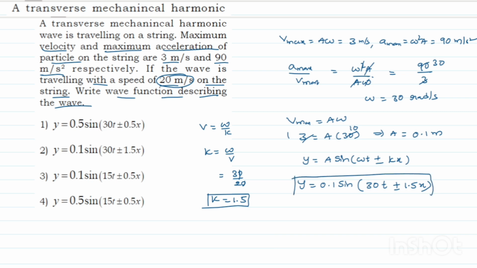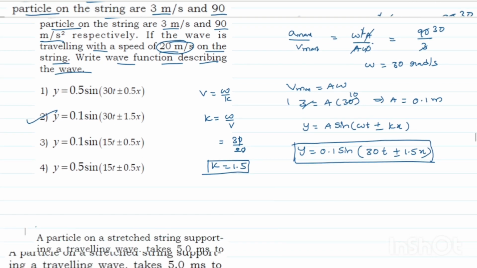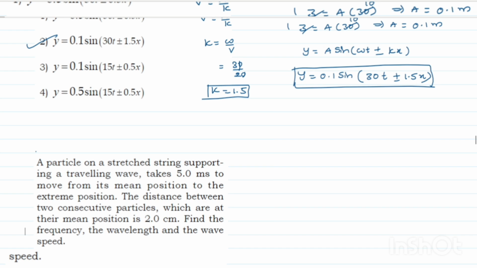This is the equation of the wave: 0.1 sin(30t plus or minus 1.5x). The second one is the correct answer. Let us see the next question.